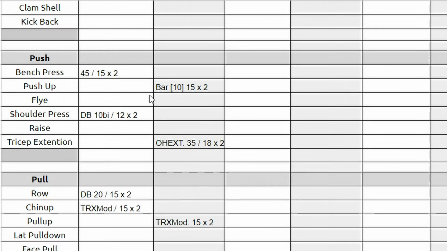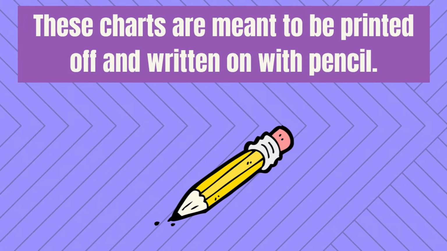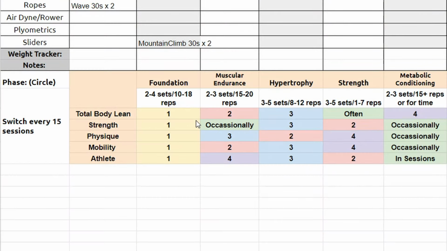By the way, if we scroll down to the bottom of the page, we can see this phasing table right here. This is a new addition to this chart, and it makes it easier to see what phase you should be moving to next. These charts are meant to be printed off and written on with pencil, so basically if I'm in foundation phase, I would just circle the 1 in this foundation phase here, like it says right here.